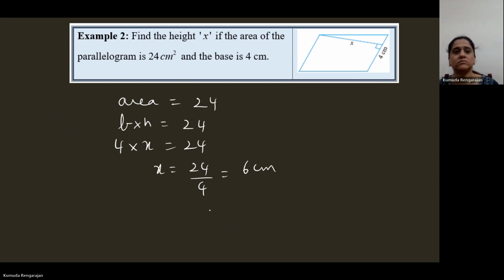Okay? If you have to find area, you must write area is equal to base into height, and substitute for B and H and get the value for area. If area is given, write area is equal to that value, whatever is given. Then below that, you should write base into height is equal to whatever is given here, 24. Okay.